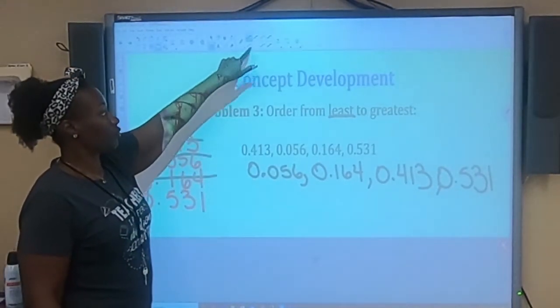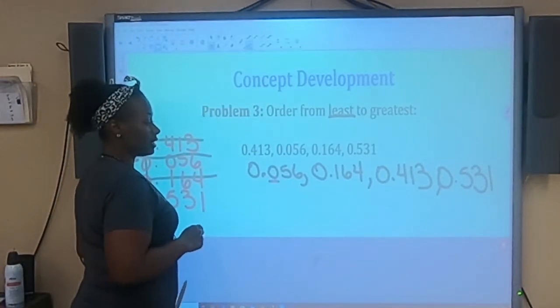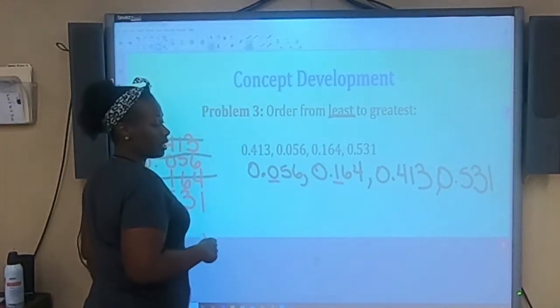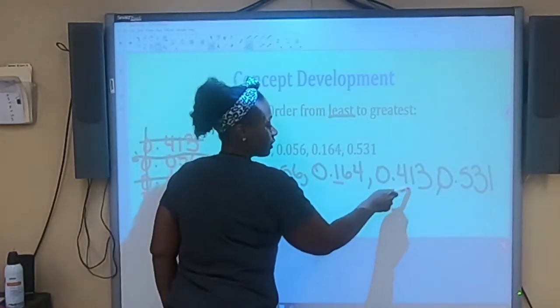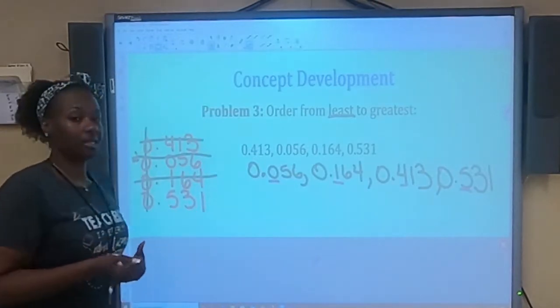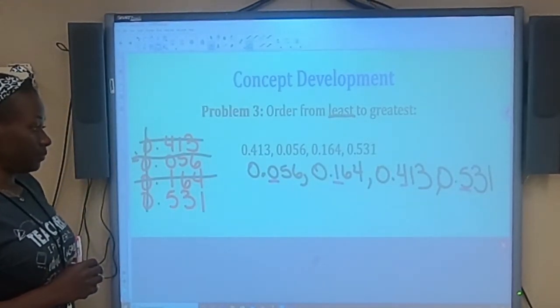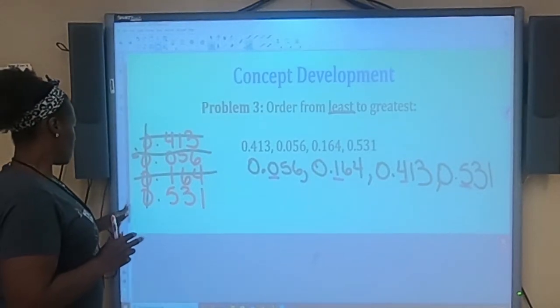I can check it real quickly. I know that 0 tenths is less than 1 tenth. I know that 1 tenth is less than 4 tenths. I know that 4 tenths is less than 5 tenths. The tenths place gave me my order from least to greatest. Okay, let's look at another one.